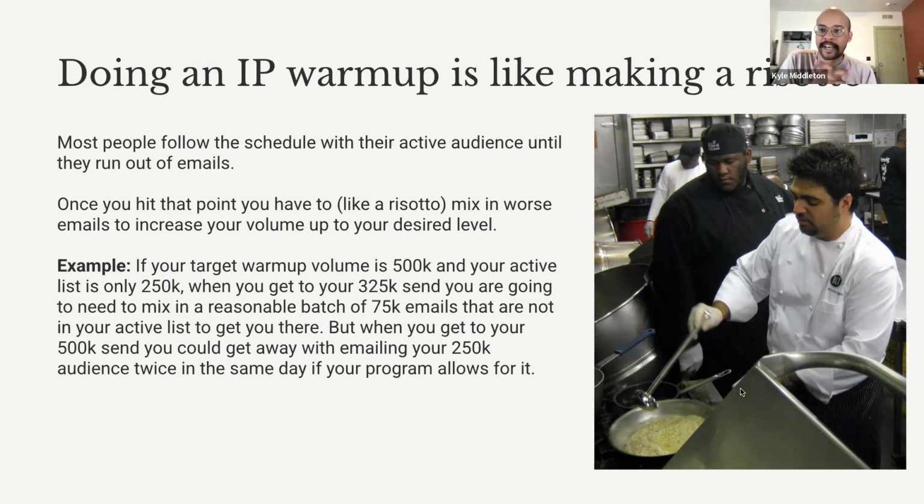But say, for example, your warm-up volume target is 500,000, but your active list is only 250,000. When you get to the day where you have to send 325,000 emails, you're going to need to mix in a reasonable batch of 75,000 people to get you to that send volume for the day. And so, kind of like a risotto, you will mix in some worse names to help you hit that volume goal.